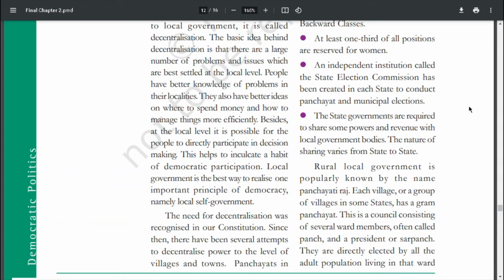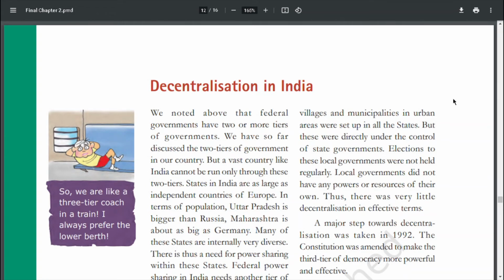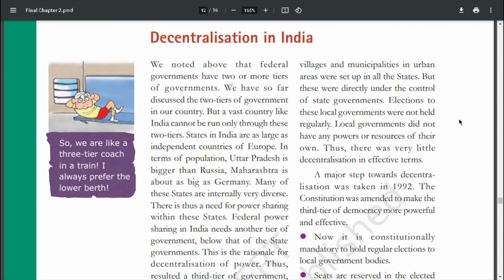The need for decentralization was recognized in our constitution. Since then, there have been several attempts to decentralize power to the level of villages and towns. Panchayats in villages and municipalities in urban areas were set up in all the states, but these were directly under the control of state governments. Elections to these local governments were not held regularly. Local governments did not have any powers or resources of their own. Thus, there was very little decentralization in effective terms.